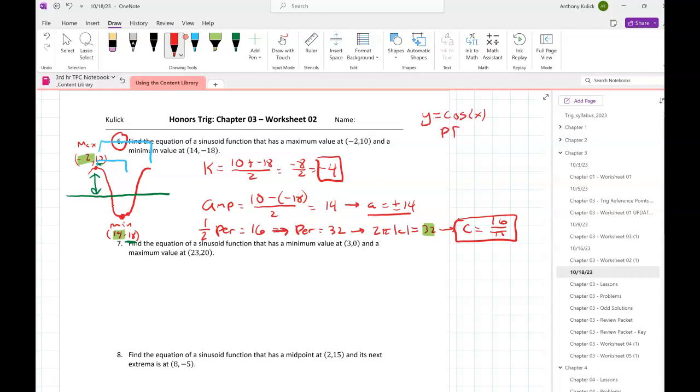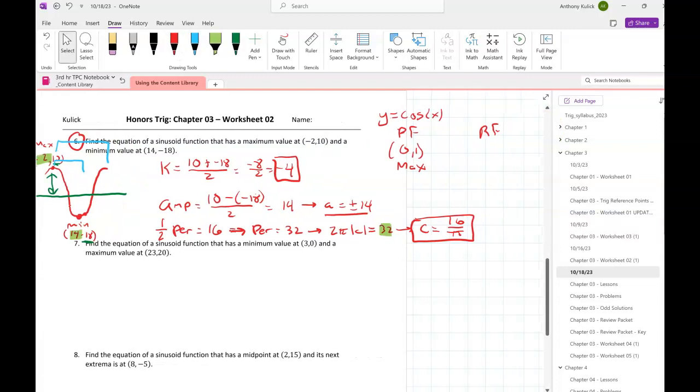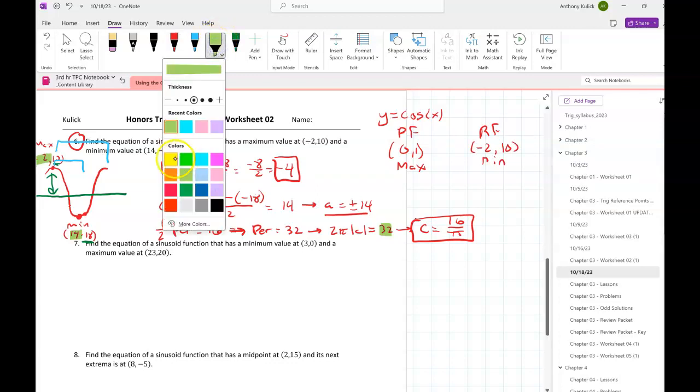So our parent function is cosine. What is the point that we use when we're using cosine? 0, 1. What kind of point is that? Maximum. Every time we use cosine, that's the point from our parent function we're going to choose. From our resultant function, we can pick either the minimum or the maximum. Which one would you like to choose? It doesn't really matter.